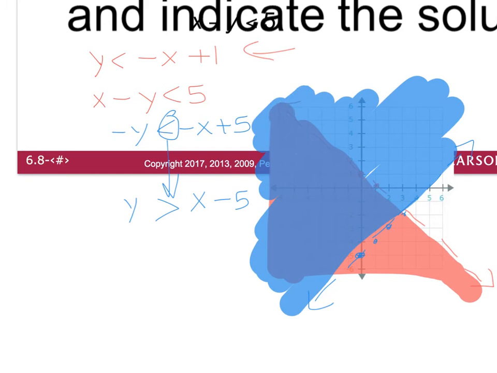Now, there's a lot of shading on this graph, but the true solution is the shading of the overlapping region. So just this triangular wedge where the two shaded regions overlapped, that is your solution set.